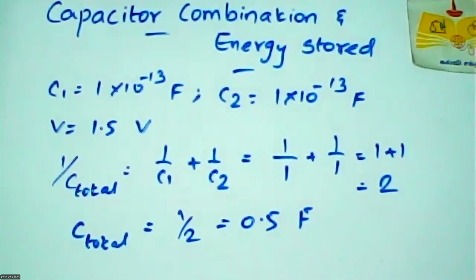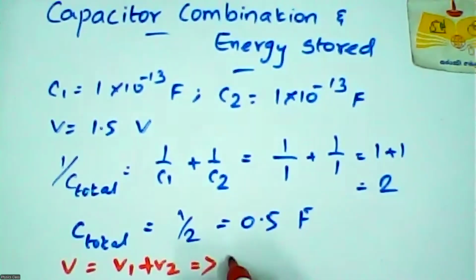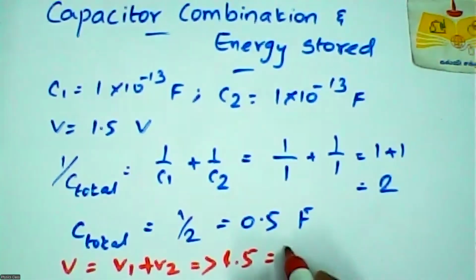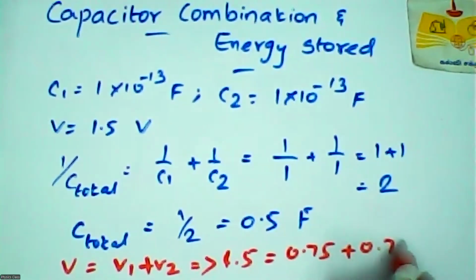Clear? And voltage. Already I told you that the voltage splits up. That is, V is equal to V1 plus V2. So here the battery voltage 1.5 splits into 2, for example 0.75 plus 0.75. That's why you saw 0.75 volt in the voltmeter. The voltage splits.